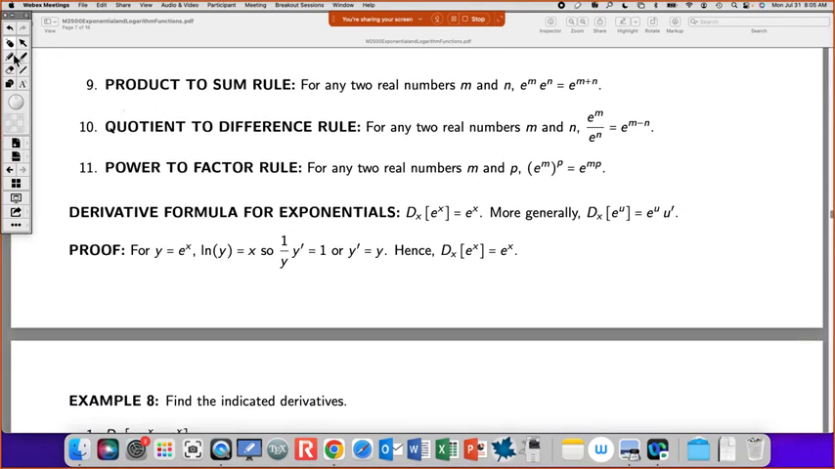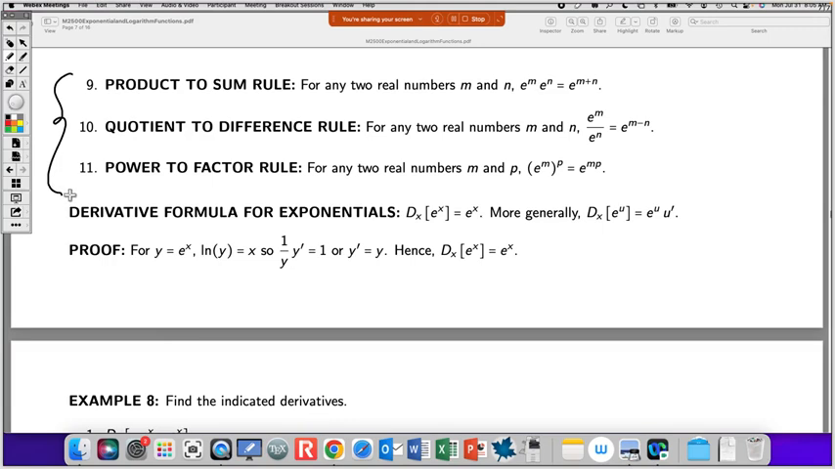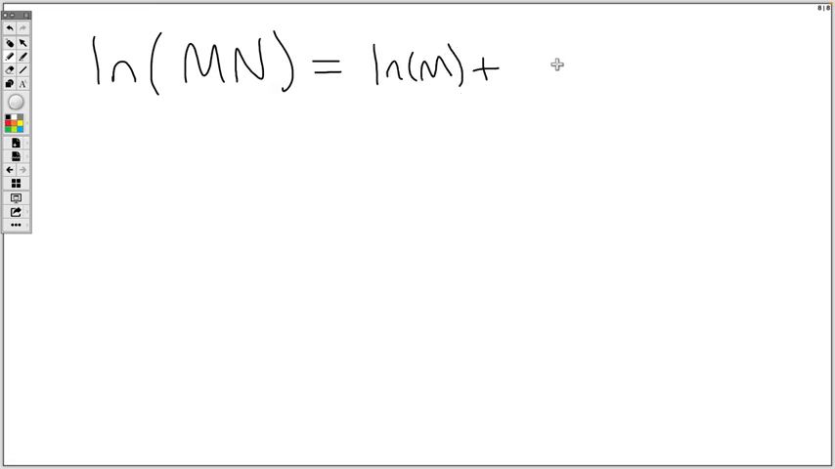And then you've got the product rule, quotient rule, and power rule. These are the laws of exponents you've known for ages now, but you can actually inherit these from the natural log by essentially turning the log inside out. So for example, with the natural log of the product, you can prove using derivative properties, is the sum of the natural logs.